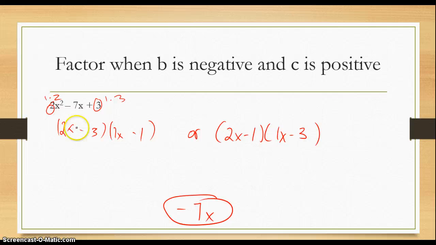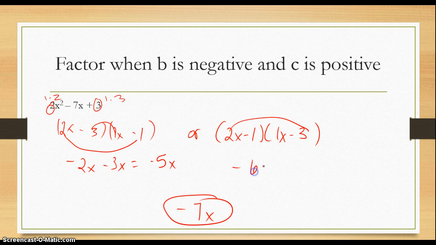So to check your work, I would do outer and inner. Outer, inner. So I have negative 2x, negative 3x, which gives me negative 5x. Over here, outer, negative 6x, negative 1x. So you see, that gives you negative 7x.